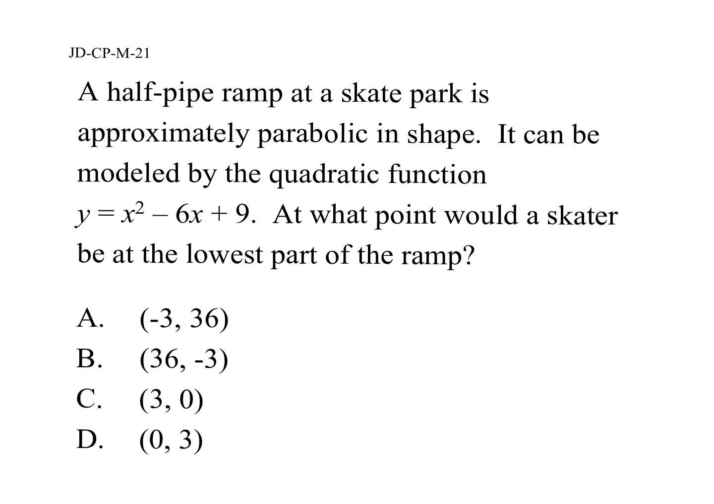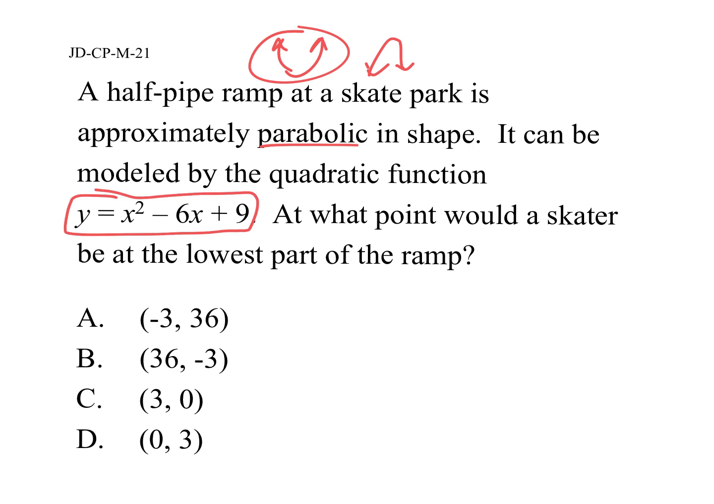Number 21, a half pipe ramp at a skate park is approximately parabolic in shape. Parabolic means a parabola, which is either going to be a U shape or an upside down U shape. Since it's a ramp, it's probably going to be a U shape. So it's modeled by this equation. At what point would a skater be at the lowest part of the ramp?